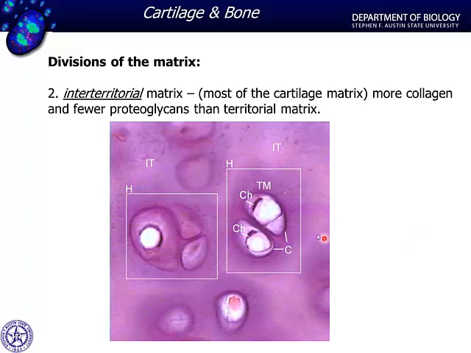In this illustration, again, we can see this purple shadow that's in the near vicinity of our lacuna, and this is going to be our territorial matrix. And as we move further away, you can see this lighter matrix in the cartilage. This is going to be between our territorial matrices, and so it's the interterritorial matrix. More collagen, fewer proteoglycans, and those negative proteoglycans are really hanging on to this stain. That makes it nice and basophilic.